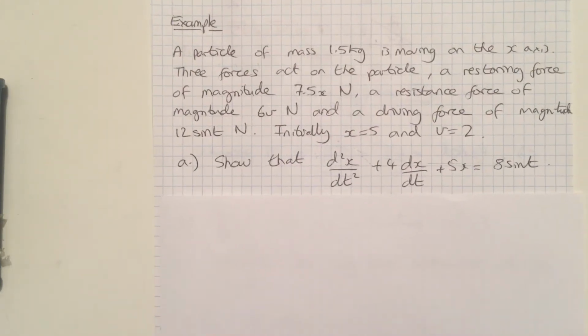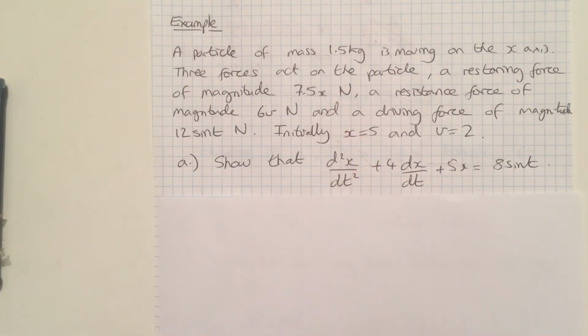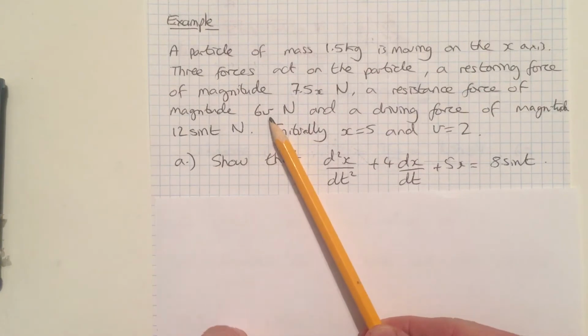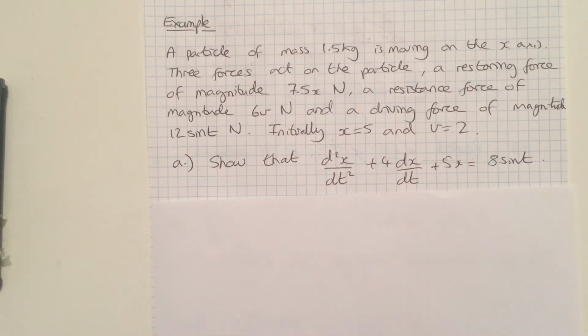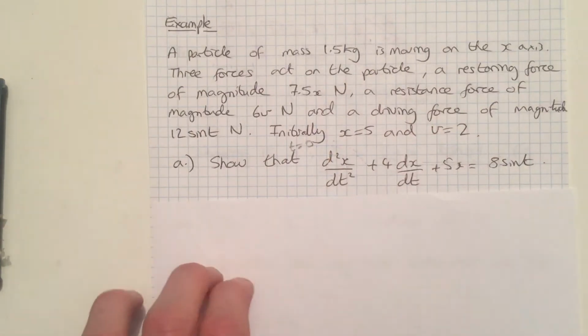So we have a particle of mass 1.5 kilograms moving on the x-axis. 3 forces are acting on the particle. A restoring force of magnitude 7.5x newtons. So we can see here that it's proportional to the displacement. A resistance force of magnitude 6v newtons. So again, we can see that's proportional to the velocity. And it has a driving force of magnitude 12 sin t newtons. Initially, so that means when t equals 0, x is 5 and v is 2.